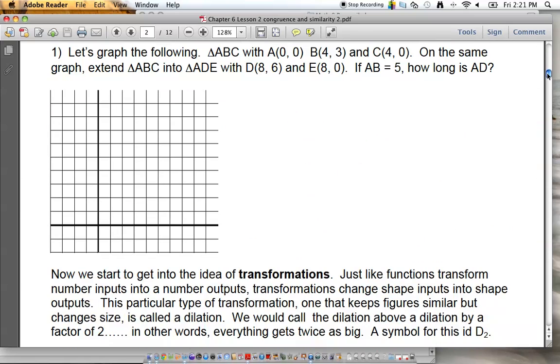Now, graph. What I need you to do is to take triangle ABC and mark these coordinates. A, B, C, draw them on the graph, and then do what it says there for D. Because if I put it to the edge, it might not fit, but by moving it over a little bit, it fits nice on there. Okay, go ahead, do that.